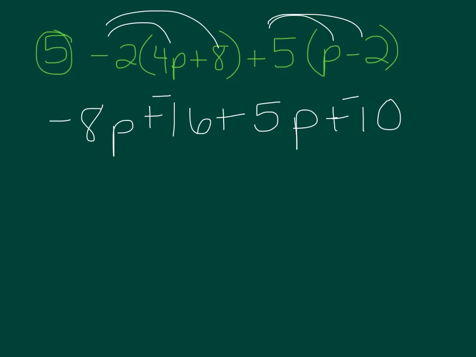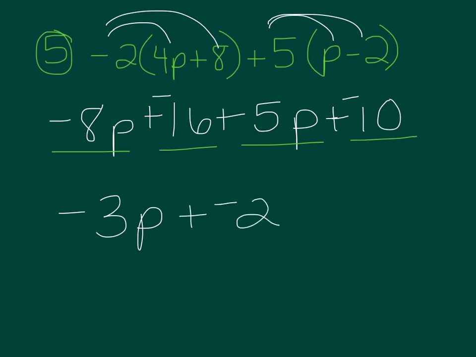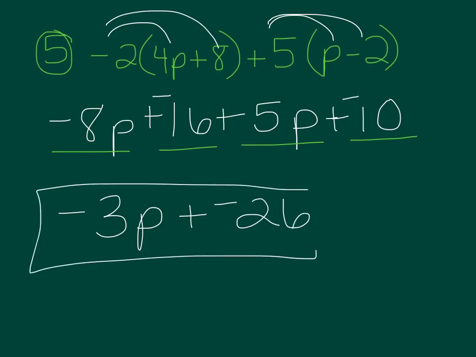Okay, so we're going to combine our like terms, negative 8p and 5p, same variable, same exponent. That becomes a negative 3p. And then we have negative 16 and negative 10 to get negative 26, or minus 26 would be fine as well. All right, so like I said, the other way you could write this is negative 3p minus 26 would be fine as well.